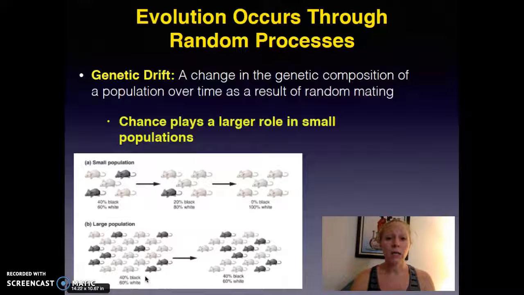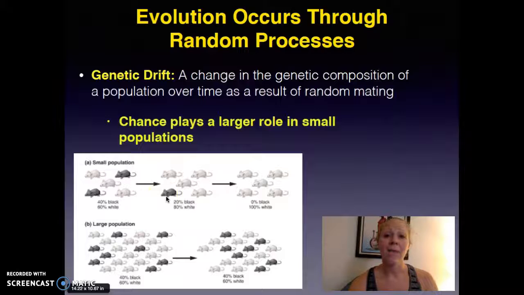The next example of a random process is genetic drift. If you remember, chance plays a larger role in small populations. So if we look at a small population of mice, and if we make a change to this population, let's say that one mouse doesn't breed for some reason, and that mouse ends up being just this one black one. It doesn't have the opportunity to reproduce.